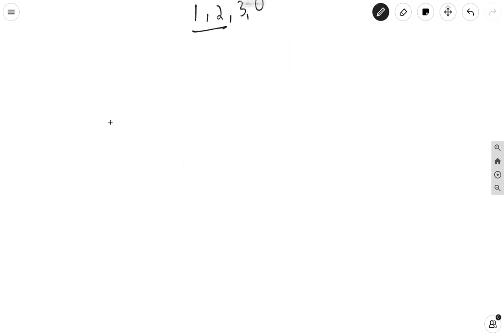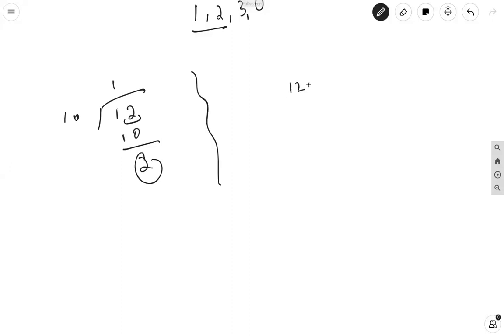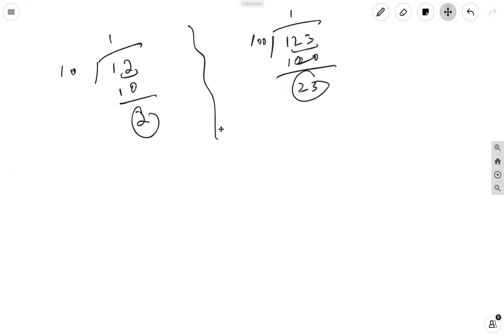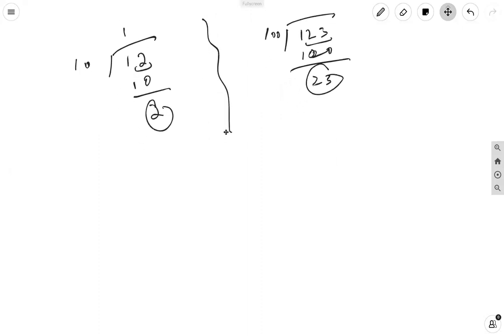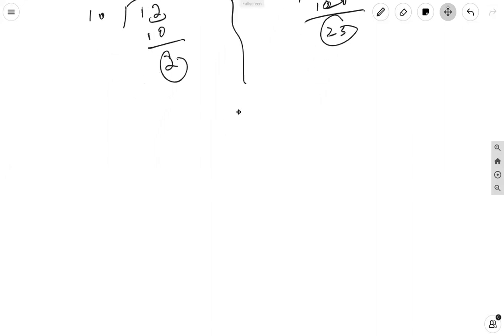Okay. So the next property is very basic: if we divide any number, let's suppose we have 12, and if we divide this by 10, the remainder will be the last digit. This is 1, this is 10, and the remainder is 2, which is the unit digit. And let's suppose we have 123, and if we divide by 100, this is 100, the remainder will be the last two digits, right? This is a very basic thing. Yes, right.